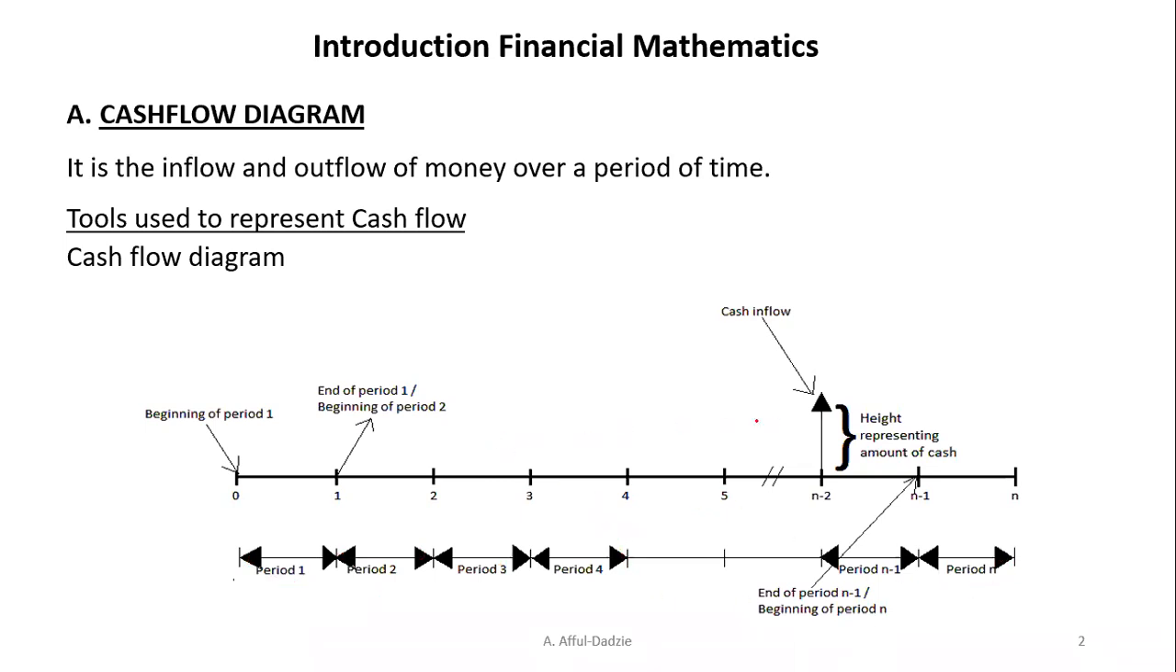Now, we use arrows to represent the outflows and then the inflows. So if you find an arrow pointing up, that is an inflow. If you see an arrow pointing out or down, okay, that is an outflow. So this is out, this is in.